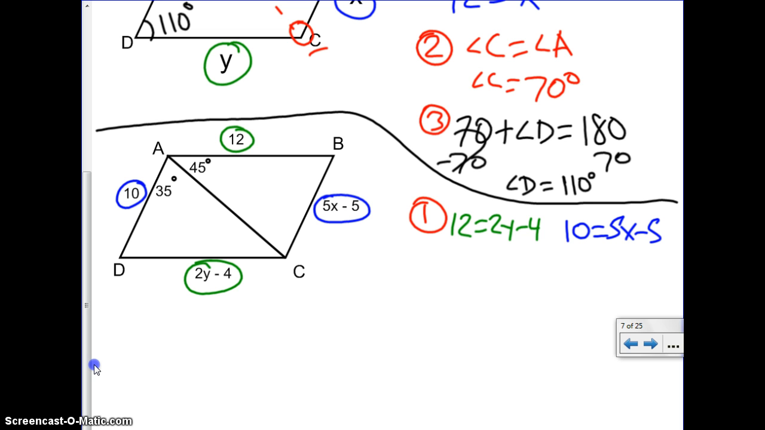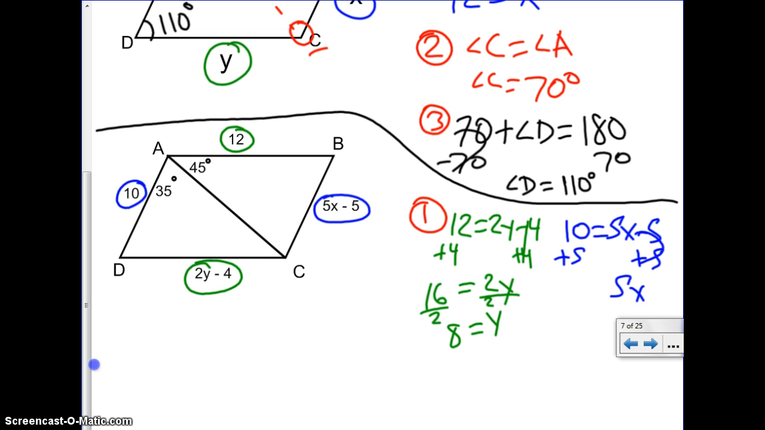And now it just becomes solving an equation, which you all have gotten really good at this year. So we'll plus the 4 on both sides, and you'll divide by 2, and you'll get y equals 8. So we just solved that this y equals 8. And then over on the other side, we can solve for x doing something very similar, right? Add 5, 5x equals 15. I end up with x equals 3. So I just solved for x and y right there, using our first property, that opposite sides are congruent.